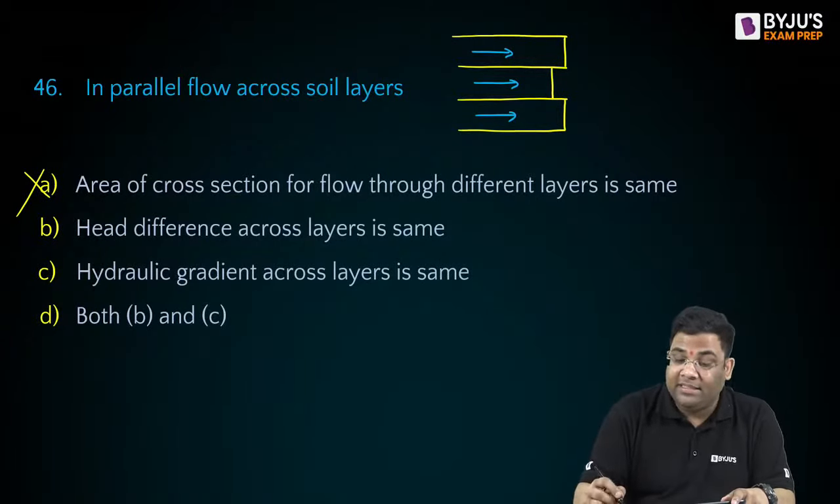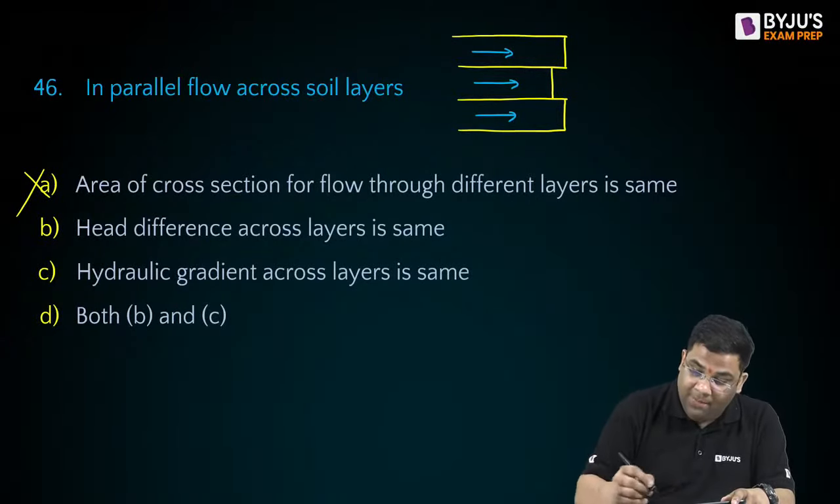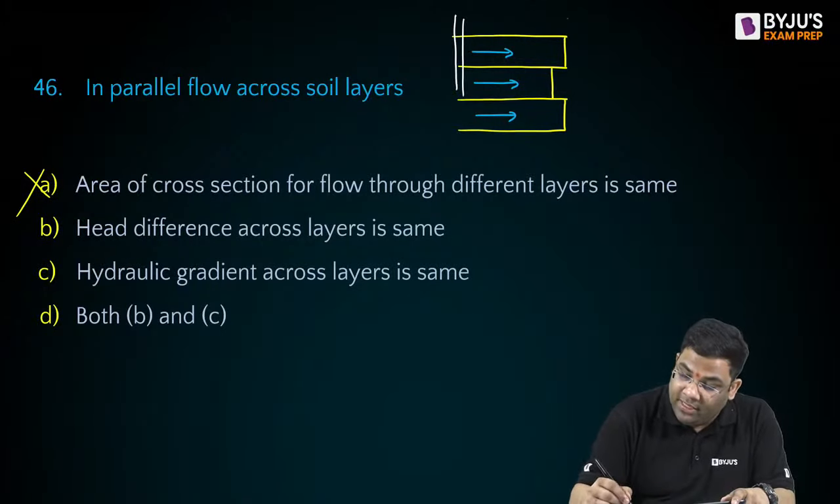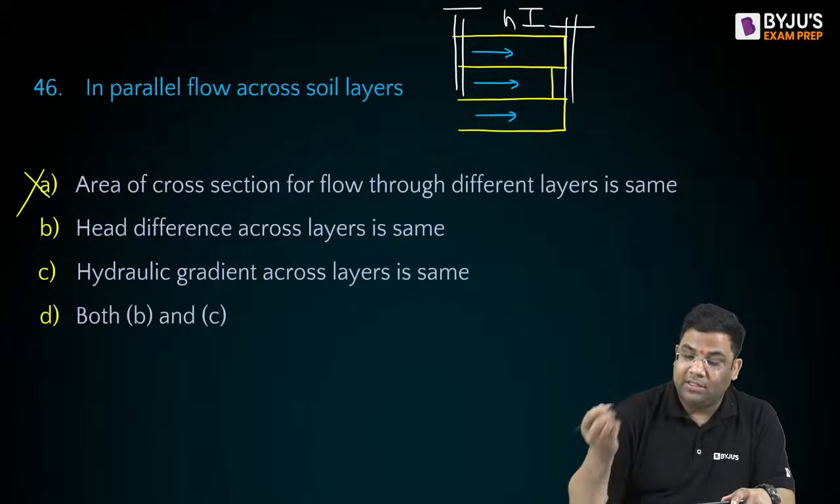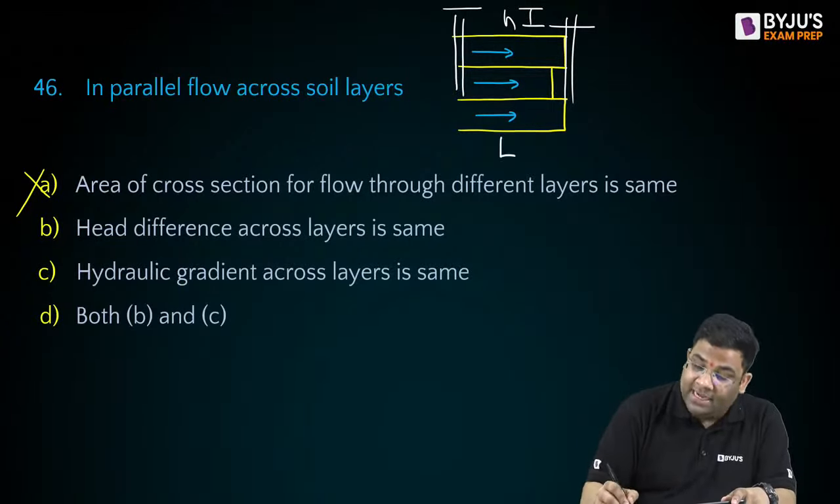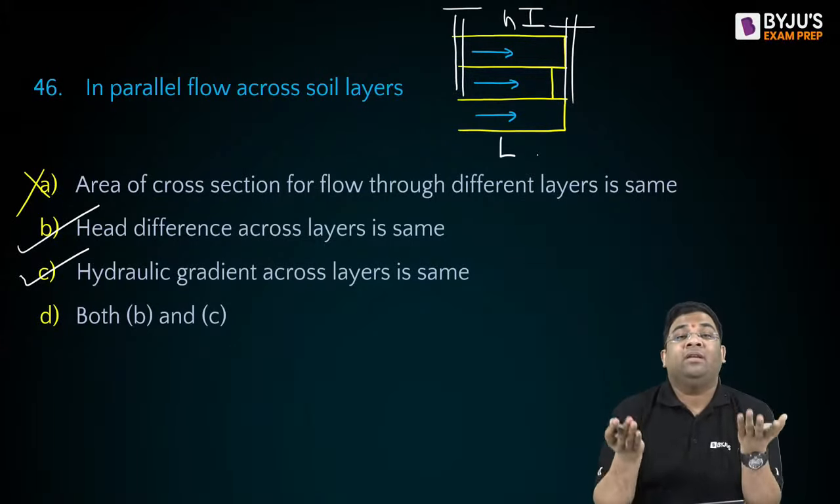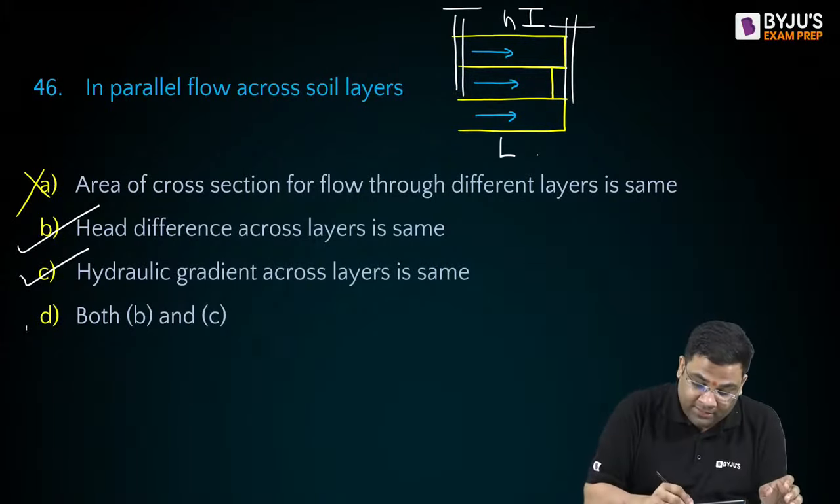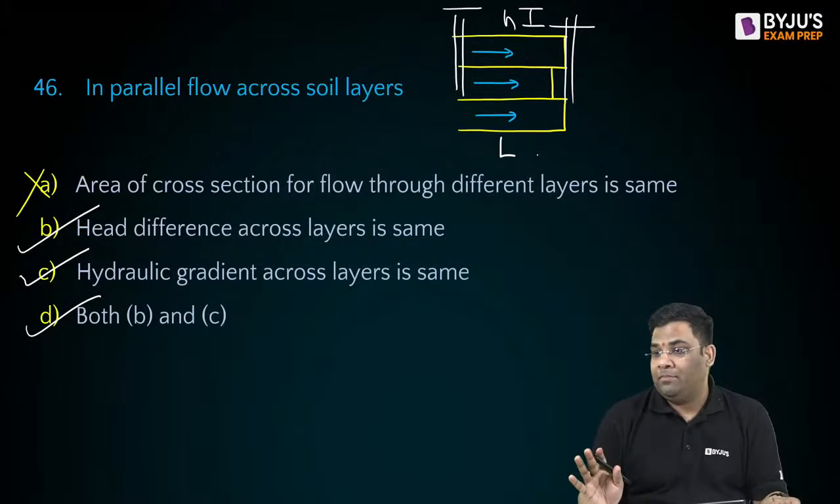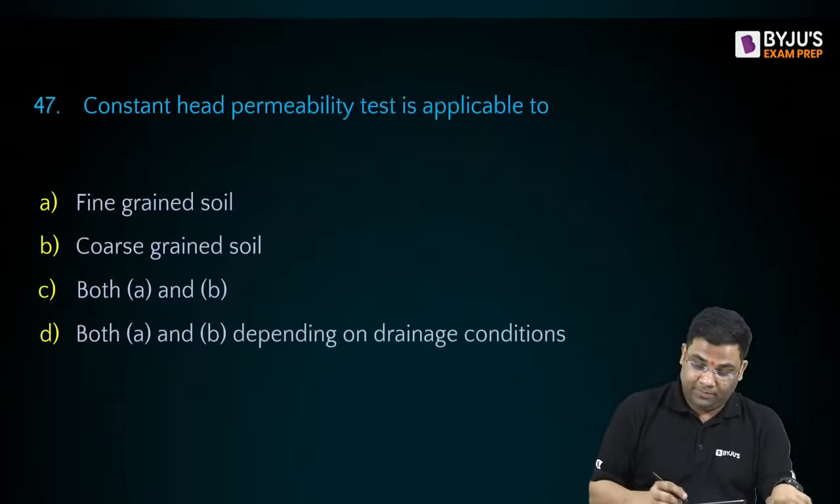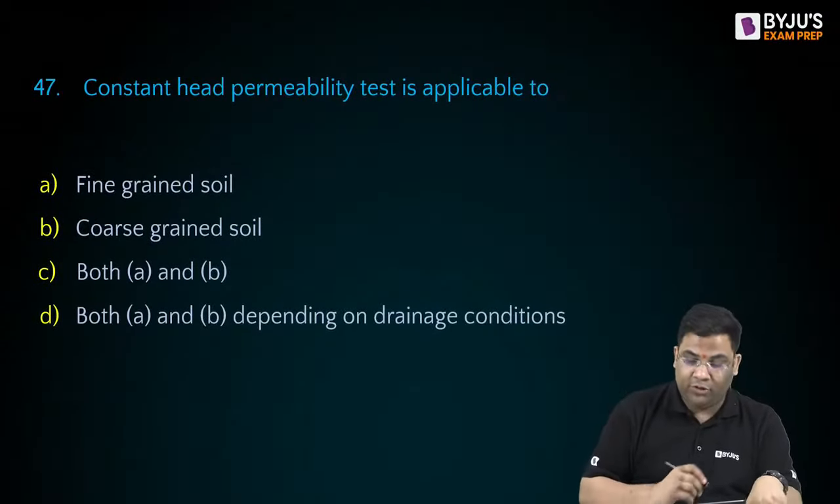The head difference is the same because if you have a piezometer here or here, you will get the same head difference. So head difference is the same and the drainage path is the same. So your hydraulic gradient, head difference and drainage path are all the same. So answer is B and C.